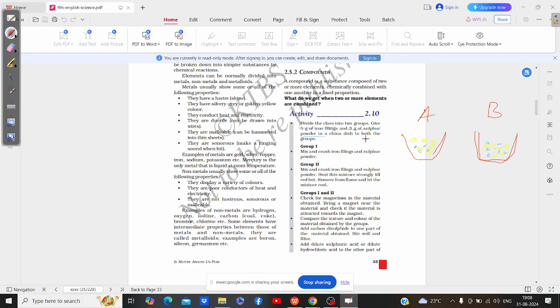Group 1. Mix and crush iron fillings and sulfur powder. We have already divided the classroom into two groups, one group is A and the other is B. In group A, they are going to mix the crushed iron fillings and sulfur powder. Next, group 2: heat this mixture strongly till red hot. Remove from flame and let the mixture cool.